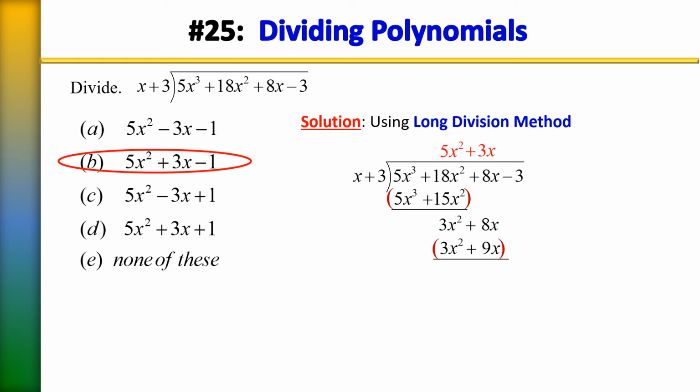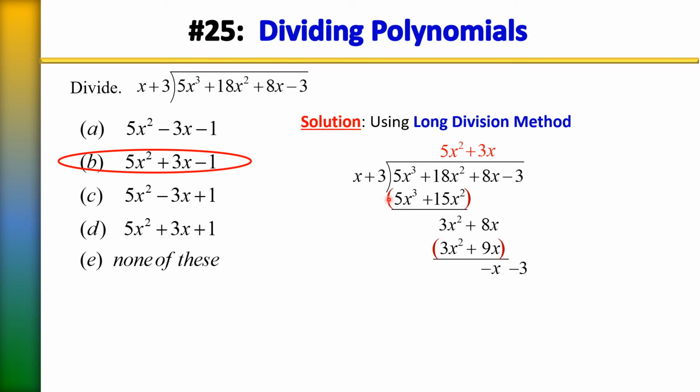Subtract. Once we subtract, this becomes negative 3x squared, which means these will cancel. This becomes negative 9x, which means when you combine these, I'm going to bring down a negative x. I'm also going to bring down my last term of negative 3.